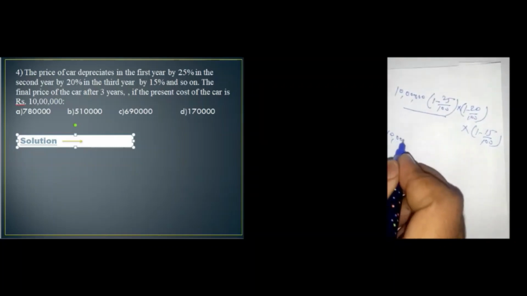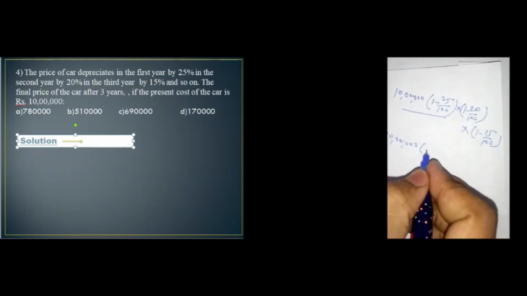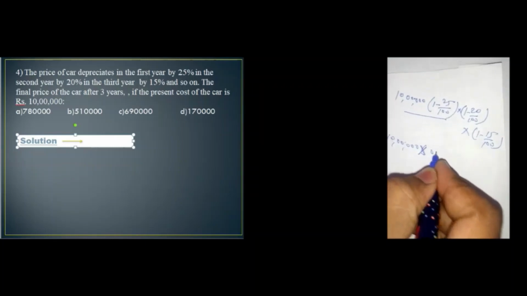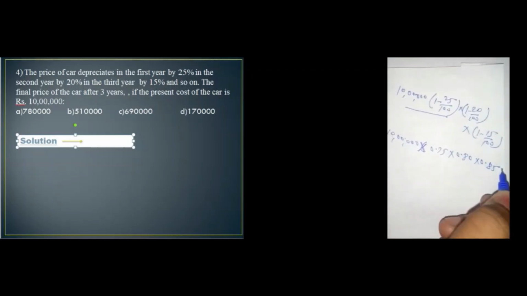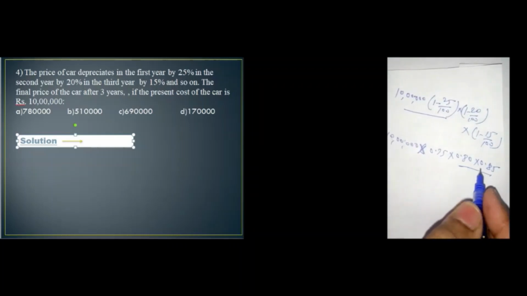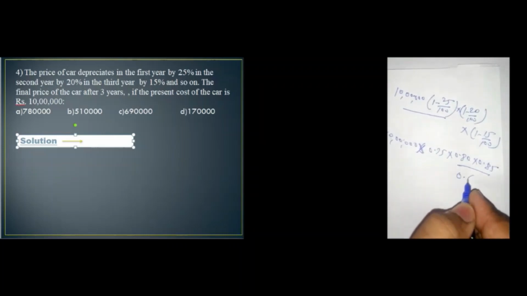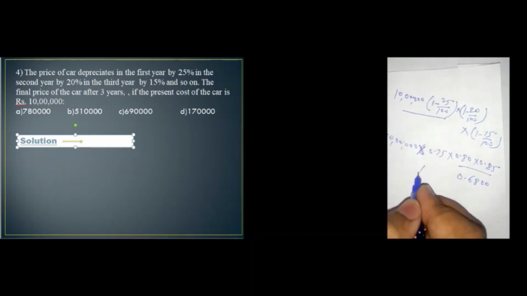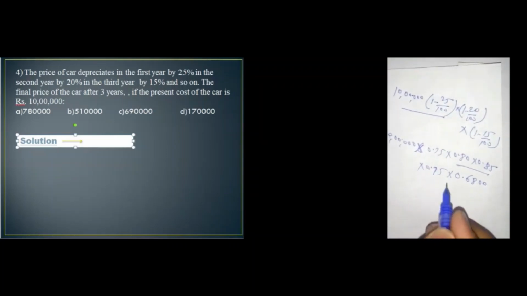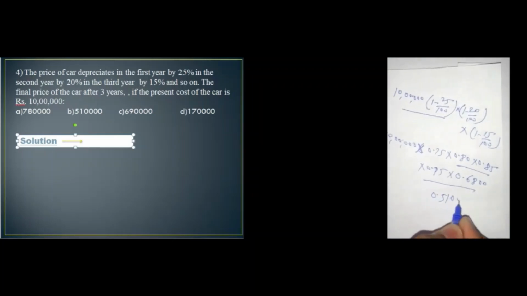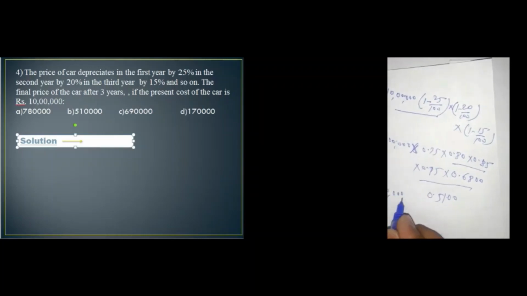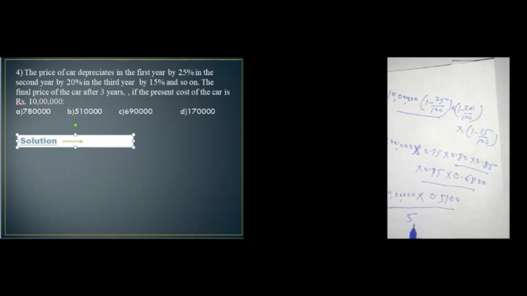So this is going to be 10 lakh rupees multiplied by 0.75 multiplied by 0.80 multiplied by 0.85. So multiplication of 0.80 and 0.85 is going to be 0.6800. So this 0.75 as it is, and multiplication of this is going to be 0.5100. So 10 lakh rupees multiplied by 0.5100 is going to be 5 lakh rupees 10,000.